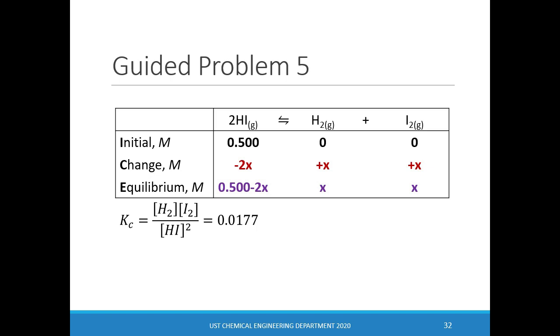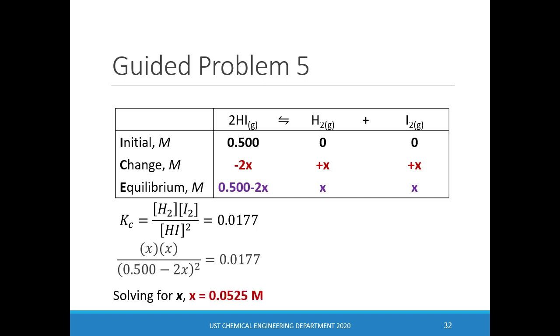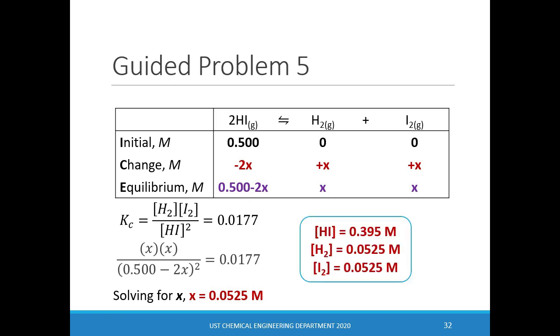Then, we substitute the equilibrium concentrations into the equilibrium constant expression. This will give us an equation with one unknown. Therefore, we can solve for x, which is equal to 0.0525 molar. Now that we know the value of x, we can solve for each of the equilibrium concentrations, which gives us HI equal to 0.395 molar, and hydrogen and iodine equal to 0.0525 molar.